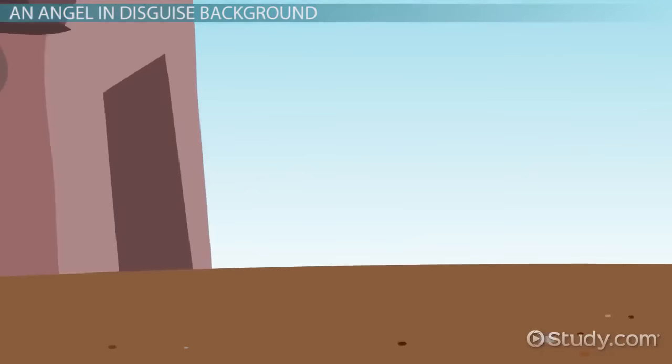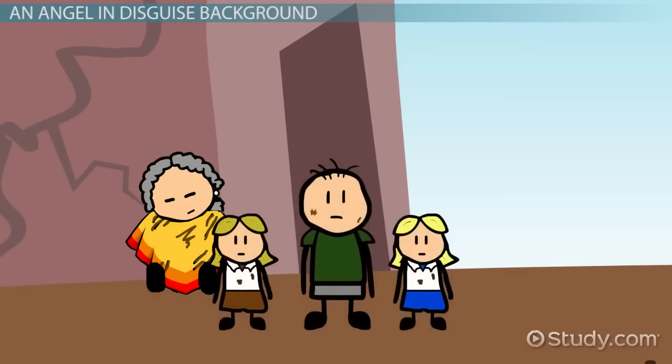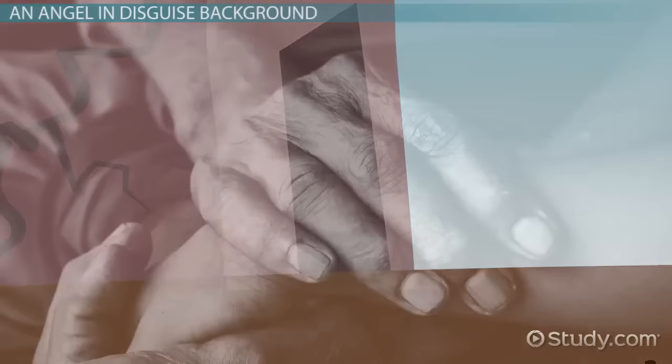That's why the death of a drunken beggar woman brings little sympathy from the villagers. The three orphan children she leaves behind, however, deserve charity because they can't fend for themselves. An Angel in Disguise plucks at the heartstrings, making readers question their capacity for charity and compassion.